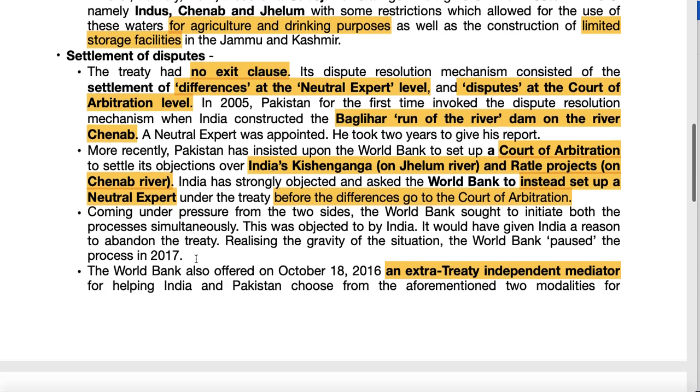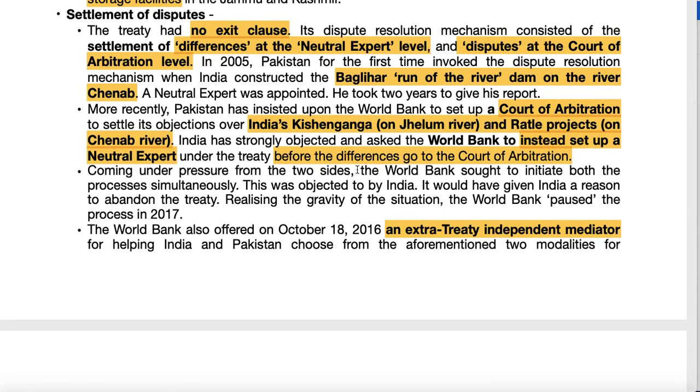Okay, so as World Bank is coming under pressure from the two sides, World Bank is seeking both processes simultaneously. So World Bank is saying that let us do these two things simultaneously. Let us also set up a neutral expert, and let us also refer this matter to the court of arbitration. India is objecting to it because it is not in favor of directly going to the court of arbitration. It is saying that all the mechanisms of dispute resolution should flow as per the provisions of the treaty, and there cannot be a skipping of any process or a level that Pakistan is demanding at the moment.